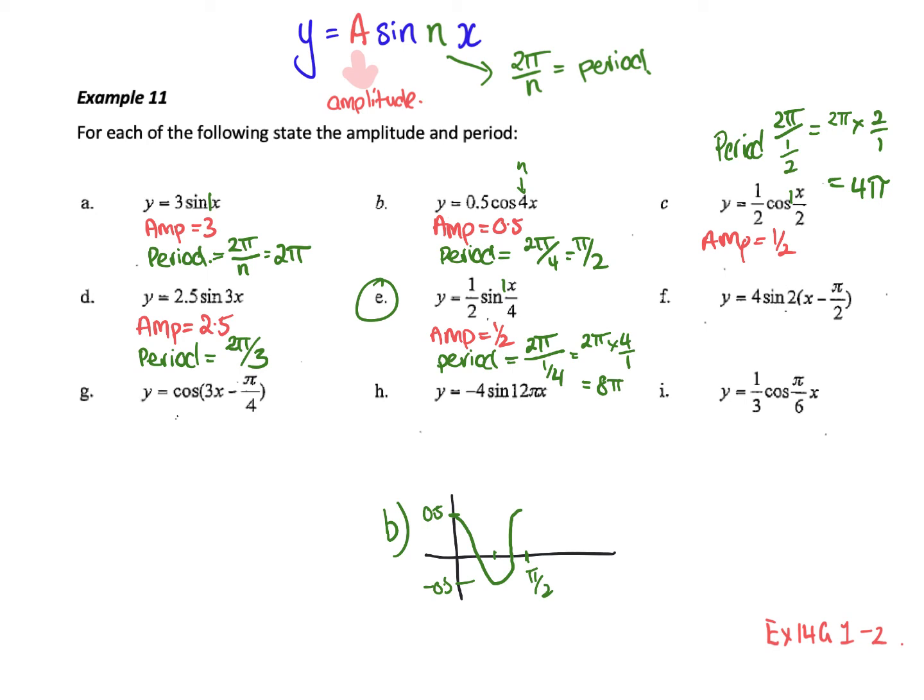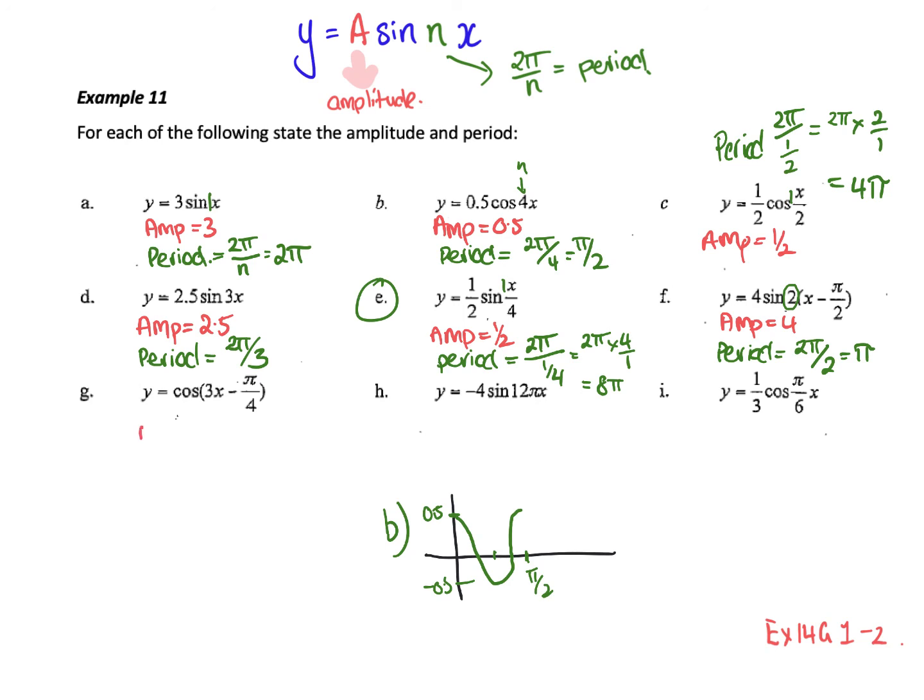Okay. Who else? I've got Alex. Alex, what's the amplitude of this one? 4. Yeah, good. And what's its period? So the period is always, you do the formula, which is 2 pi divided by the number in front of the x, which is this guy here. Oh, so it's just pi. Yeah, beautiful. So it ends up being just pi.